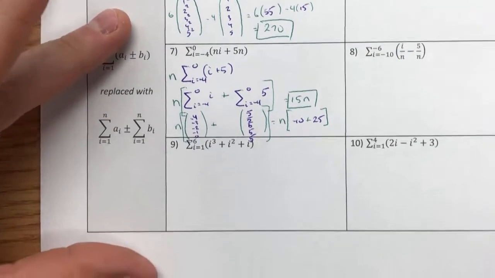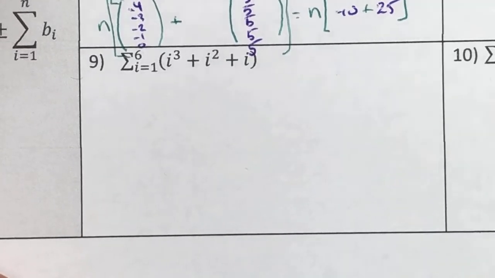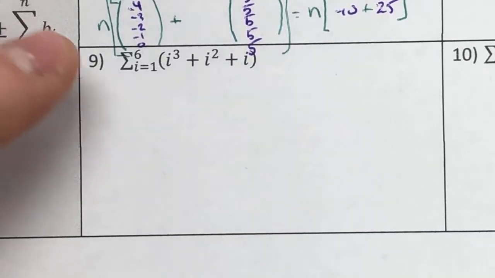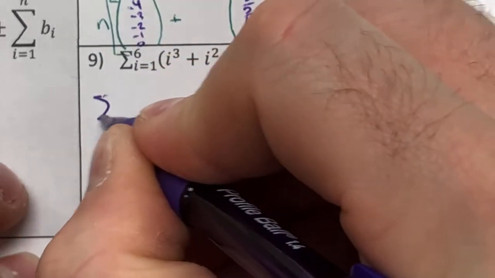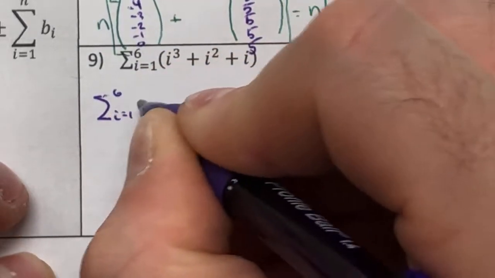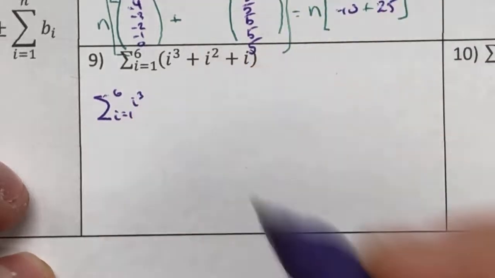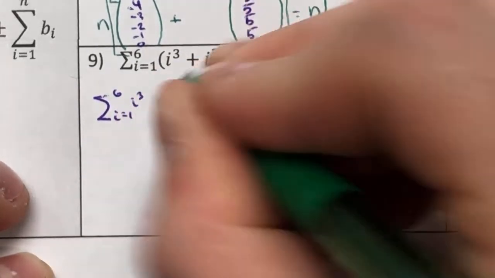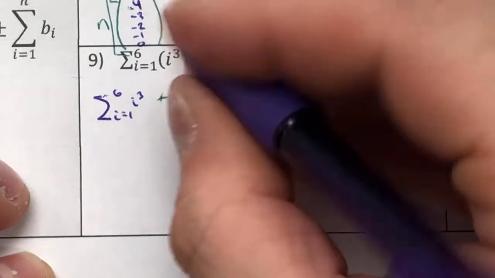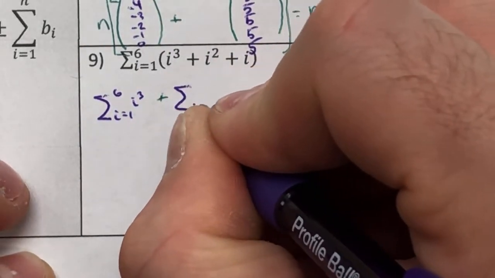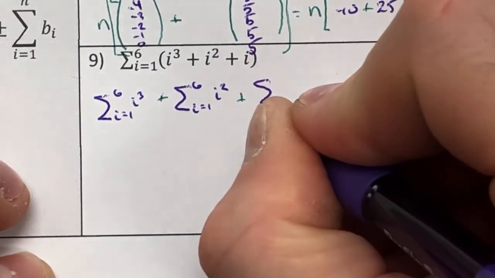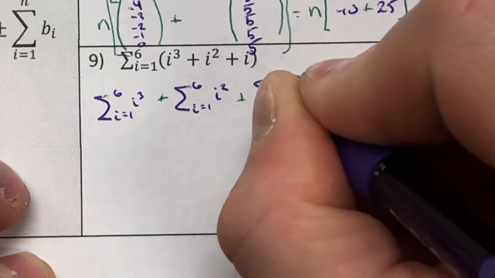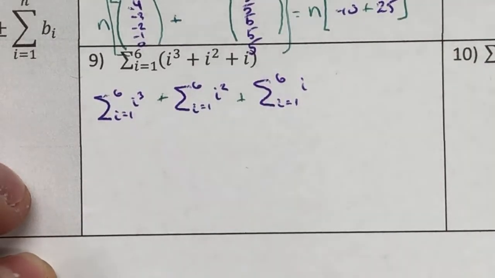Okay. And if you tried the last one, number 9, let's go ahead and knock this one out. We know this one's going to be immediately split into 3 terms. I have the sum of 1 to 6 of I cubed, plus the sum of 1 to 6 of I squared, plus the sum of 1 to 6 of I.